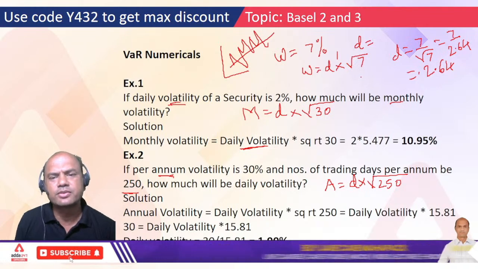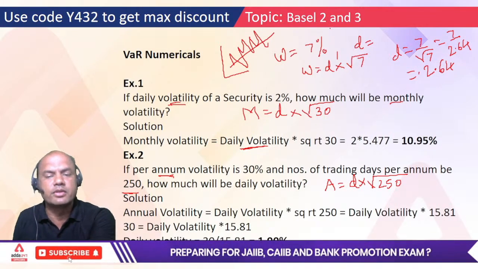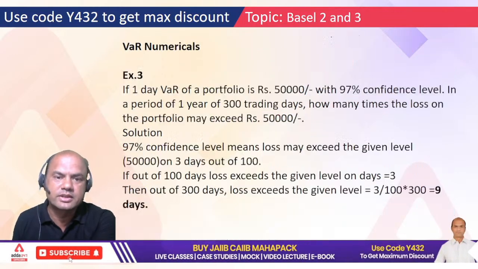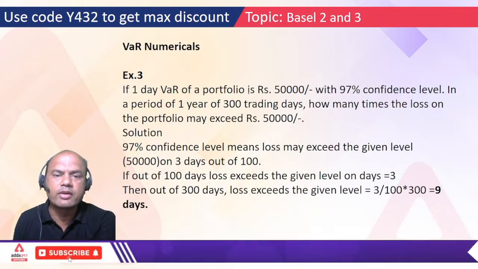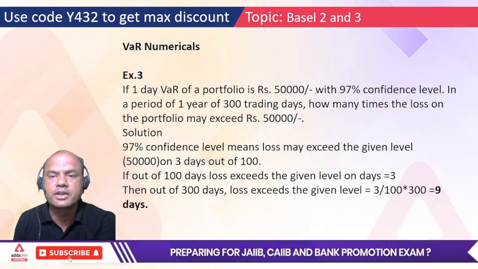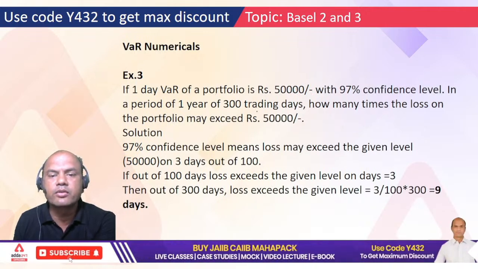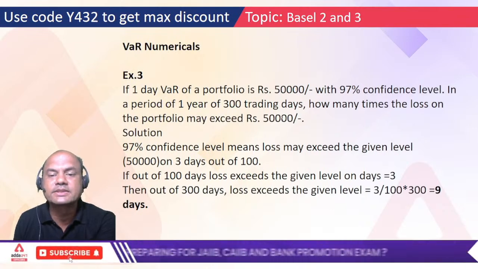Try it yourself for 15 days. Calculate it for 15 days also. Okay. We'll move on. Now it means you have got the answers and you understood the logic. Now next one, similar type but difficult one. One day value at risk of a portfolio is 50,000 with 97% confidence in a period of 1 year of 300 trading days. How many times the loss on the portfolio may exceed 50,000?